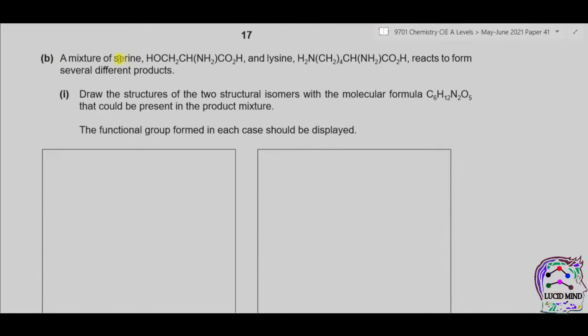Part B: a mixture of serine, which is OH, CH2, CH, NH2, COOH, and lysine. We have this structure, reacts to form several different products. Draw the structures of the two structural isomers with the molecular formula C6H12N2O5 that could be present in the product mixture. The functional group formed in each case should be displayed.